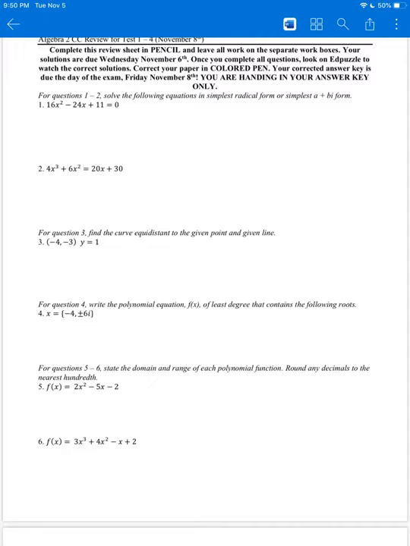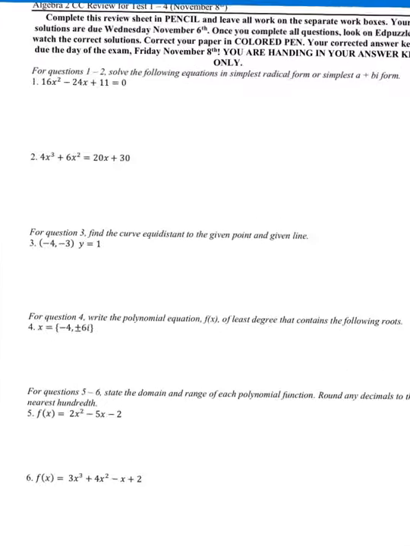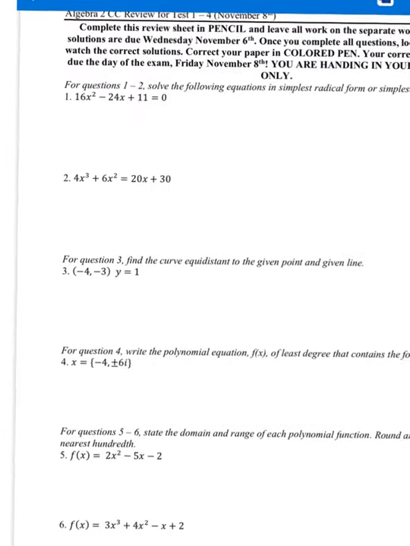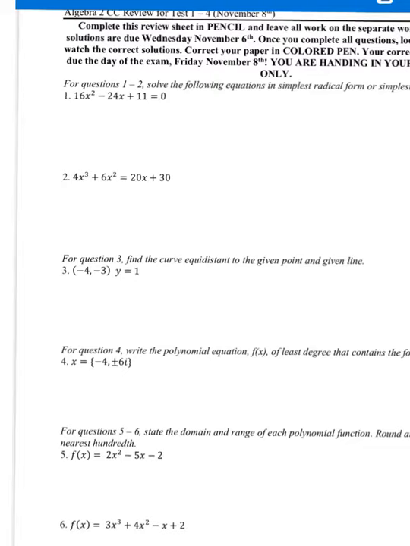All right, guys, so test number 4. This is the last test of the first quarter. It's going to be on Friday, November 8th, so we can start reviewing. Number 1, solve the equations in simplest radical form or simplest a plus bi form.